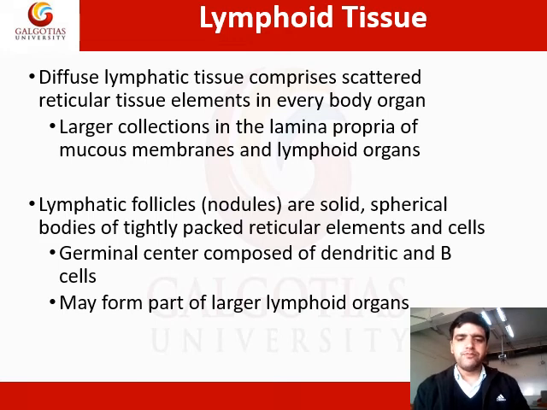The diffuse lymphatic tissues comprise scattered reticular tissue elements in every body organ, with larger collections in the lamina propria of the mucous membrane and in the lymphoid organs. Lymphatic follicles or nodules are solid spherical bodies of tightly packed reticular elements and cells. The germinal center is composed of dendritic and B cells and may form part of larger lymphoid organs.